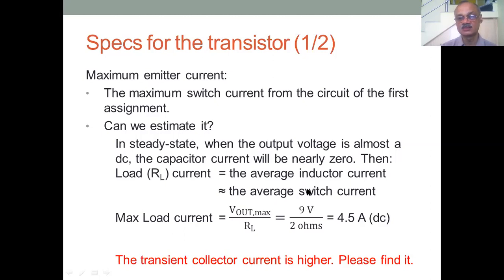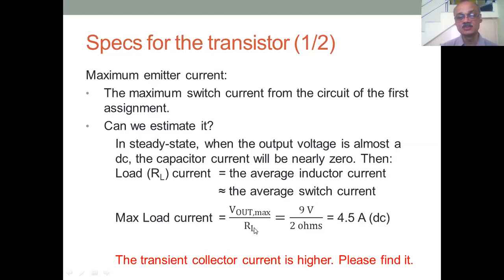The average switch current is probably half of the average inductor current. Think about why. But in any case, to get an estimate, we say the maximum load current is equal to the maximum output voltage divided by the load resistance. The maximum output voltage is 9 volts. You recall we are designing the buck converter for an output voltage from 2 to 9 volts. So the maximum is 9.